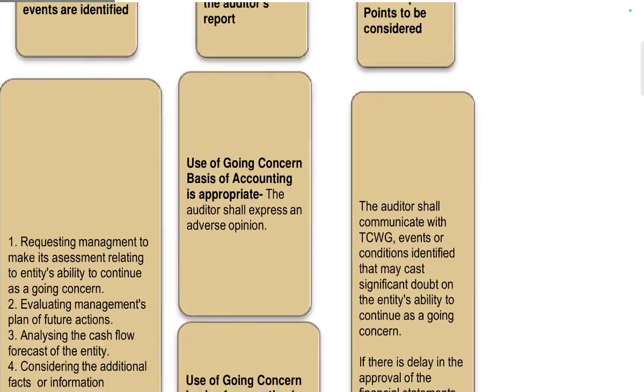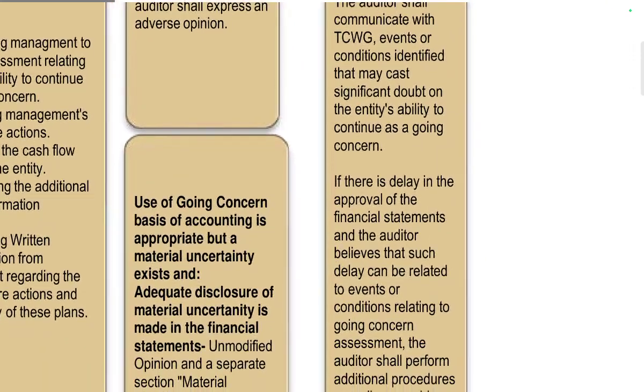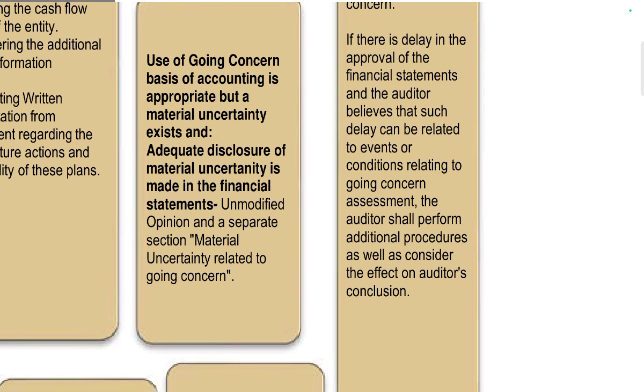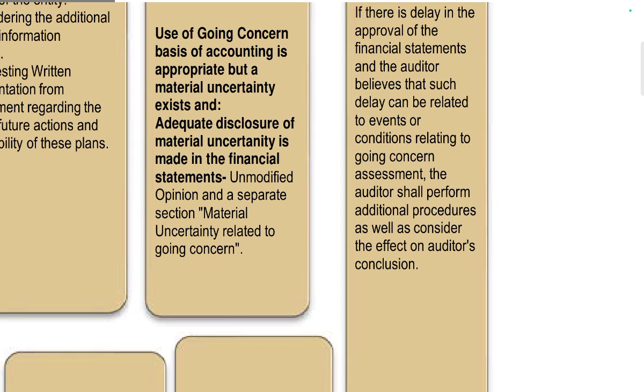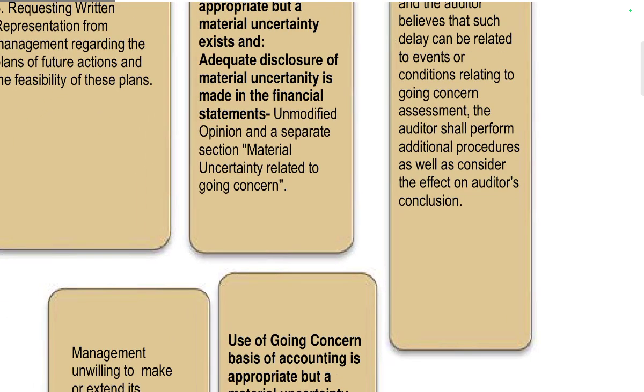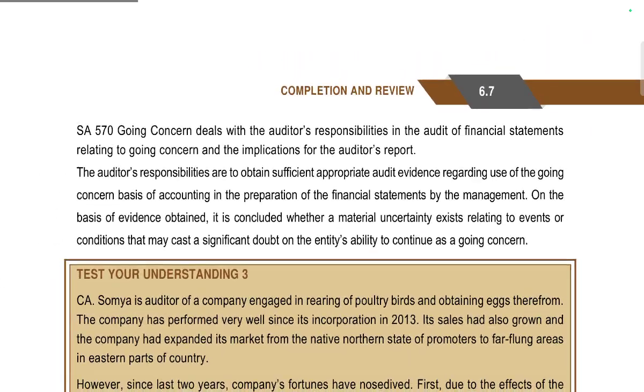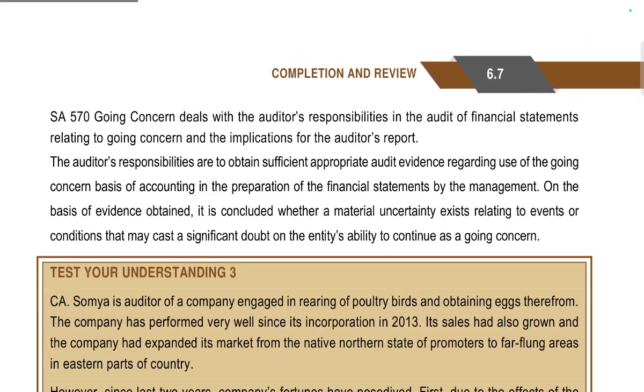Other important points to be considered: the auditor shall communicate with those charged with governance about events or conditions that may cast significant doubt on the entity's ability to continue as a going concern. If there is a delay in the approval of the financial statements and the auditor believes the delay may be related to events or conditions relating to the going concern assessment, the auditor performs additional procedures and considers the effect on the audit conclusion. SA 570, Going Concern, deals with the auditor's responsibility in the audit of financial statements relating to going concern and the implications for the auditor's report.